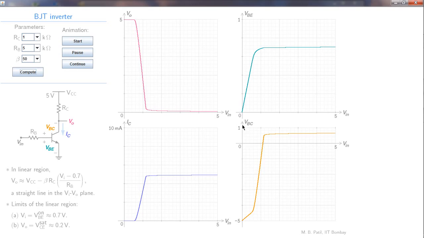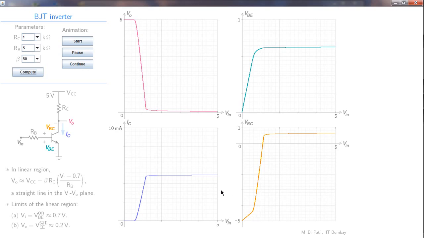What about VBC? VBC is the forward bias on the base collector junction. In the beginning, the transistor is in the cutoff region. VB is equal to VI because this voltage drop is 0, and VC is pulled up to VCC because there is no IC RC drop over here. So VBC is then VI minus VCC. So that is again a straight line with a slope of 1, that part there.